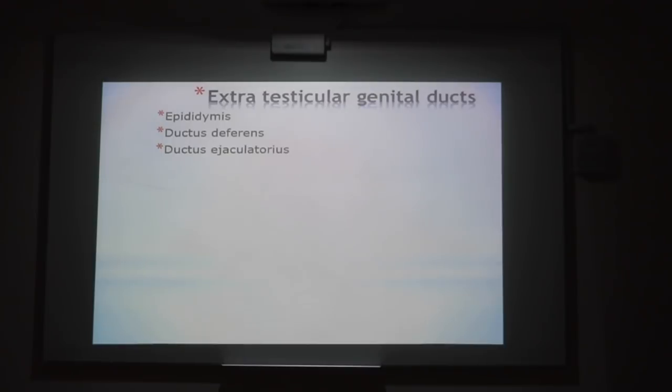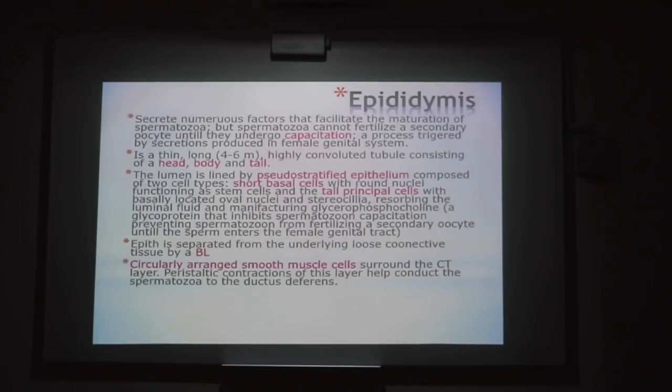Now we are coming to the extratesticular genital ducts, and within them we are going to talk about the epididymis, the ductus deferens, and the ejaculatory duct. The first one is the epididymis, which, as you know, is a very long coiled tube. It is about 4 to 6 meters long, but highly coiled. It has a head, a body, and a tail. There are several things happening here.